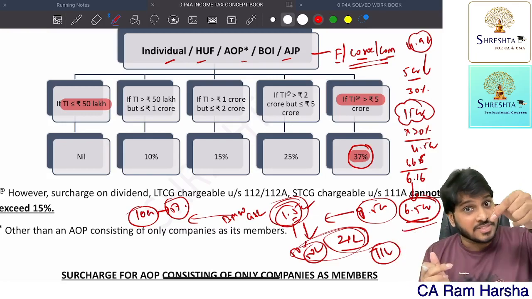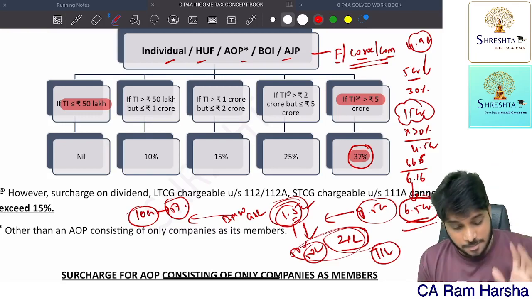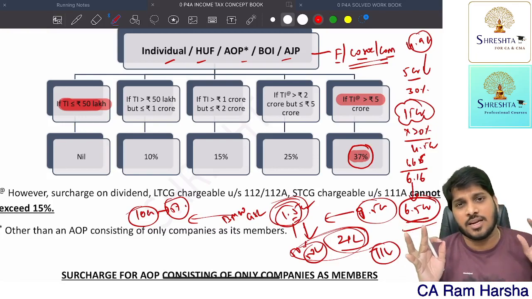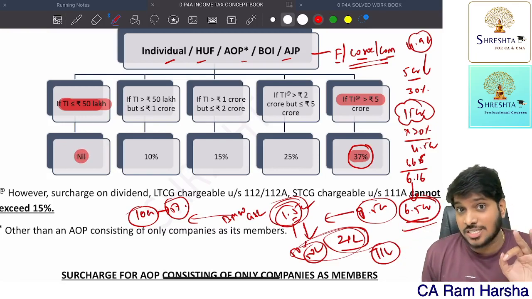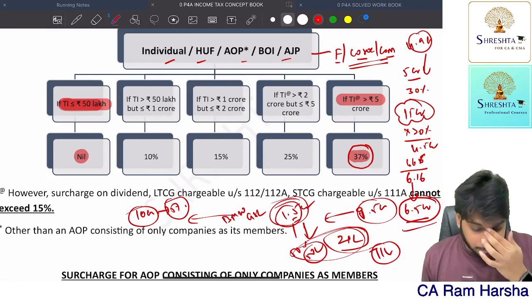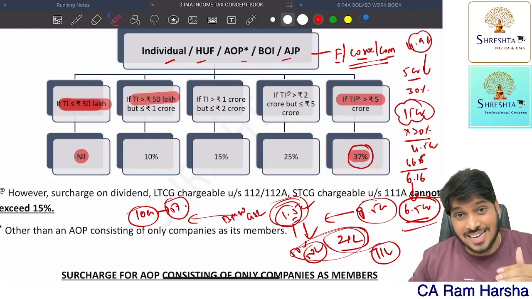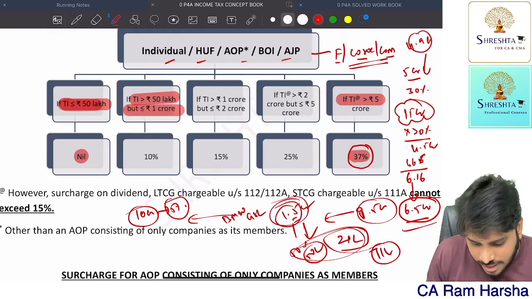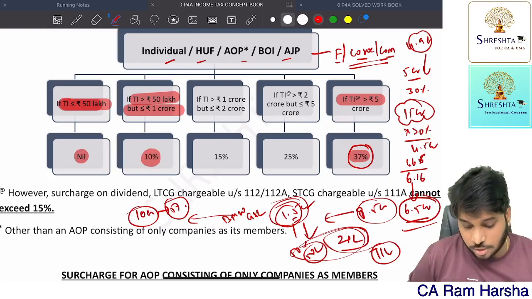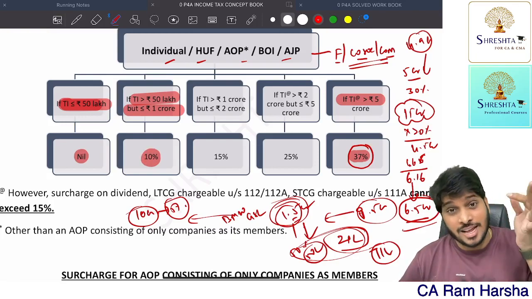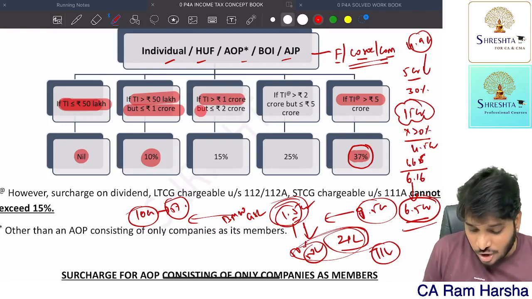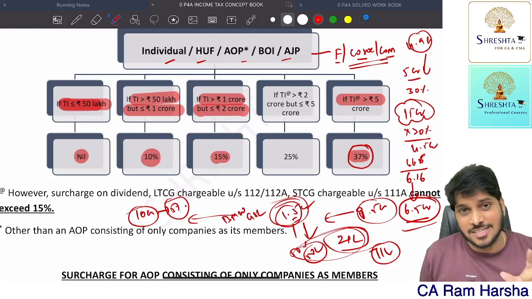Then total income. If that taxable income is less than or equal to 50 lakhs, if you are earning totally in a year less than or equal to 50 lakhs, then surcharge is nil. Basic taxes always exist. Surcharge is nil. Suppose my total income is more than 50 lakh but not exceeding 1 crore, then I have to pay a surcharge of 10%. Suppose if my total income crosses 1 crore but does not exceed 2 crore, then 15% is the surcharge rate.